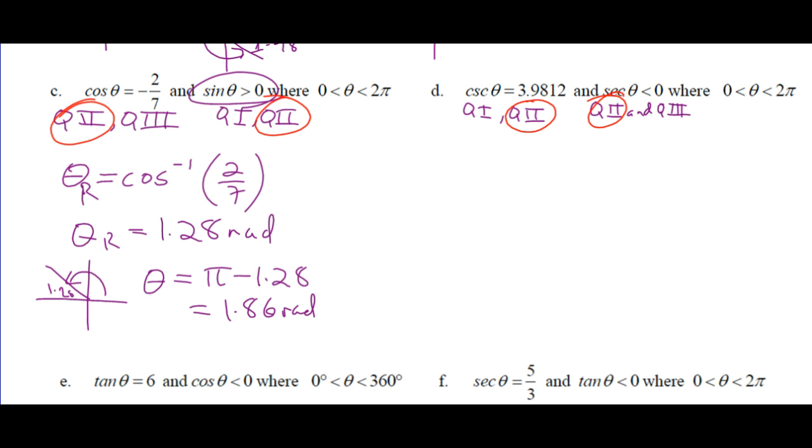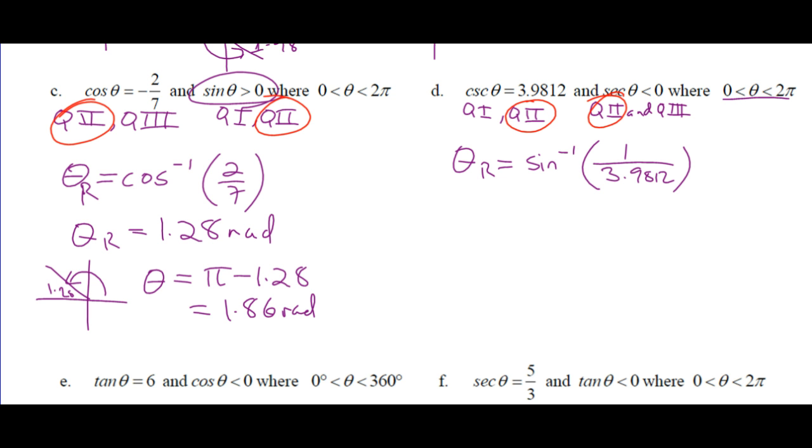So we need a quadrant 2 angle. Doing the reference angle, this is positive. The reference angle is going to give us a quadrant 1 angle, right? Because any ratio that's positive will always give you quadrant 1. Then we have to take that reference angle, stick it in quadrant 2, and work it out. And we're in radians. So I want cosecant theta, so what does that mean? I can't do cosecant. So theta r is the inverse sine of what? 1 over. So we have to work out the inverse sine of the reciprocal, 1 over 3.9812.